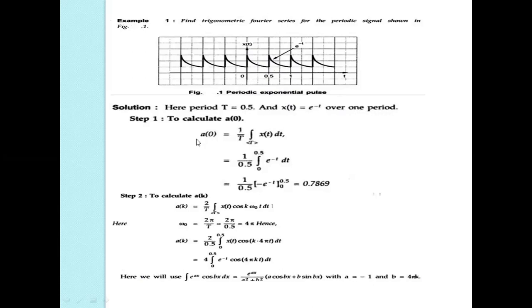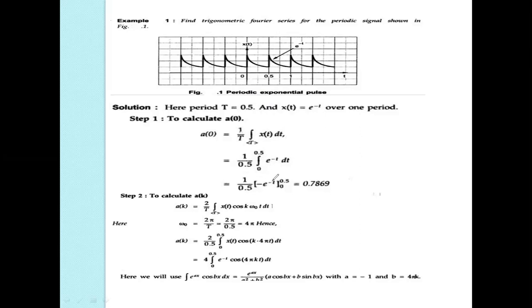For the trigonometric Fourier series, we know the formula for a0 is 1 by T, or it is 2 by T if you replace x of t with a0 by 2. Otherwise, you can take the 1 by T directly. So a0 is 1 by T, the integral of x of t dt. What is the time period here? The time period is 0.5. Substitute the 0.5. The range of the integral is 0 to 0.5, the initial value 0 and the final value 0.5, so 0 to 0.5 e power minus t dt.